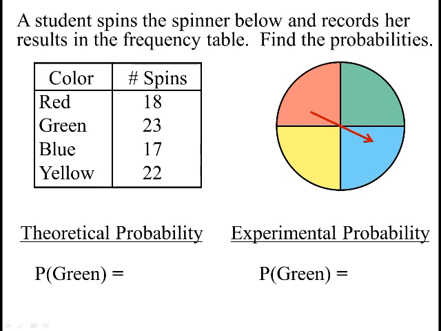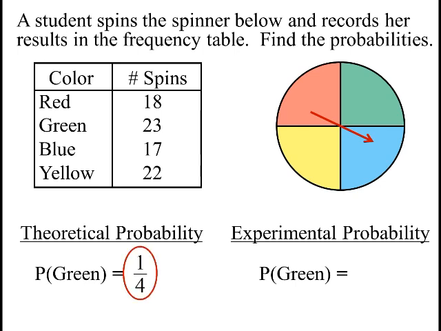So here we see another frequency table, and they've recorded a number of spins, and they want the theoretical probability of getting green and also the experimental probability of getting a green. So this is a little bit of review from yesterday. Well, theoretical probability first.